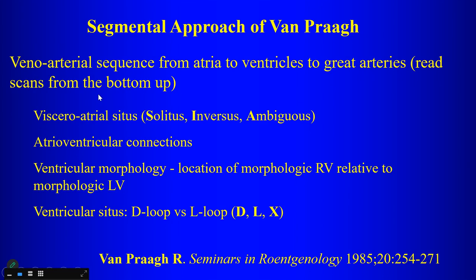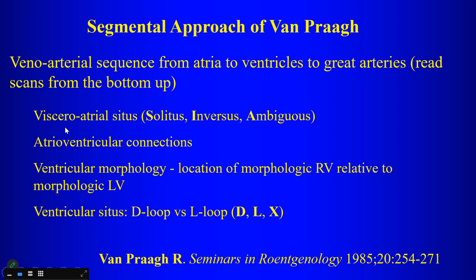We read scans from the bottom up, okay? Remember, as I'm showing you these cases, we usually start with what? Morphologic right atrium. We start with the IVC because that takes us to the morphologic right atrium, so that's how you begin. So the first thing we want to decide is the visceroatrial situs, right? What is the situs of the patient?